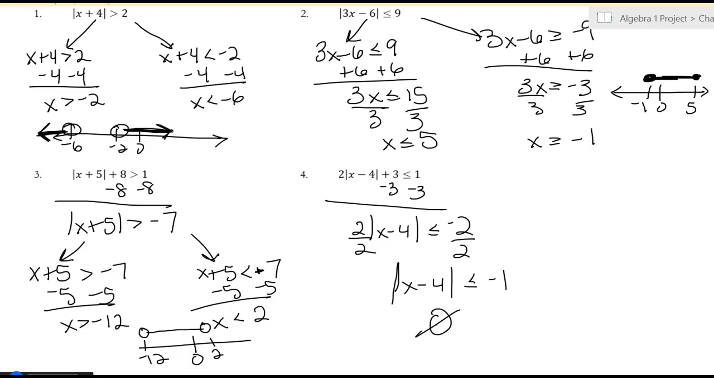So when you solve absolute value inequalities, remember you have to get rid of the outside stuff, and then when you break it down, remember, on the right side, you flip the inequality and change the sign.